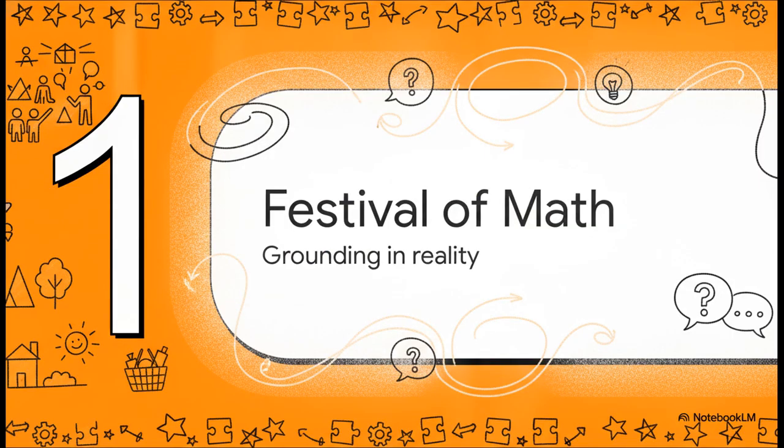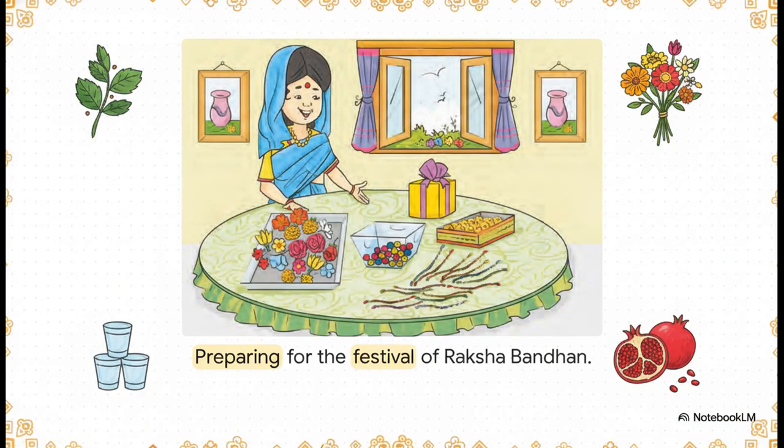All right, part 1, the Festival of Math, where we ground these concepts in reality. So, we kick things off with a family getting ready for the Raksha Bandhan festival. This is such a smart way to naturally introduce the need to count. We meet characters like Gopal, Dara, and their beloved Atya, who are busy cleaning and decorating the house.